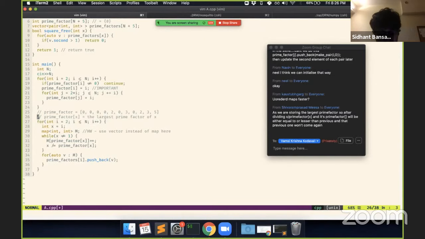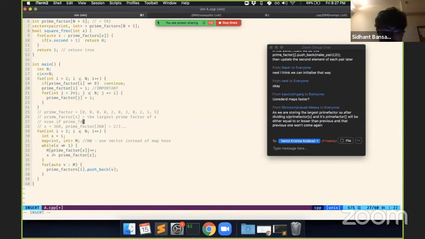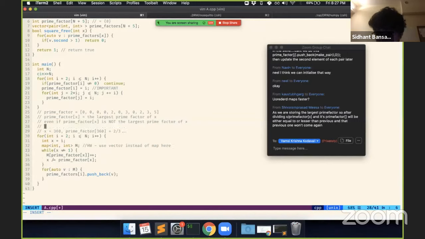The idea is, if you have x equal to, let's say, 360, the prime factor of 360 is one guy, which is a prime factor of 360. It might be 2, it might be 3. We don't honestly care. It just needs to be one guy. We don't care whether it's the largest or not. Even if prime factor of x is not the largest prime factor of x, the thing still works. Basically, prime factor of x should be one of the prime factors of x.